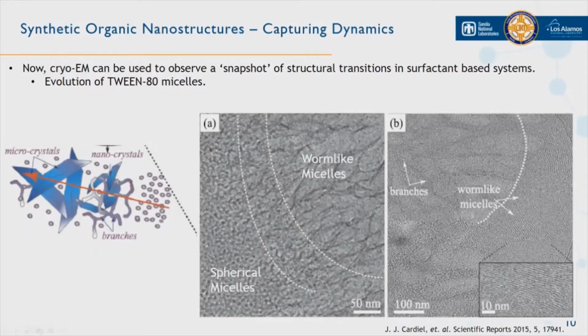So they use cryo-TEM to observe a two-step process when the system is cooled to just below room temperature. In the first image here, we see a snapshot of a structural transition from spherical micelles to worm-like micelles, with a transition area clearly defined here between the two dashed lines. In the second image, they observe a transition to branch-like structures which were identified as micellar bundles. And interestingly, this behavior was reversible, with the spherical micelles reappearing when the system was returned to room temperature.